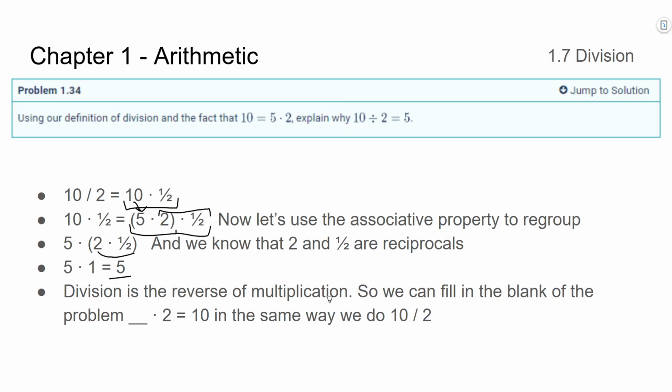So division is the reverse of multiplication. So we can fill in the blank of the problem, blank times 2. So what times 2 is 10? In order to find that, we already know what we have to multiply with 2 to get 10. We know that that's going to be 5. But if it wasn't that simple, if we had to do some other tricks to figure out what was in this blank, we can do 10 divided by 2 in order to get back to this blank.